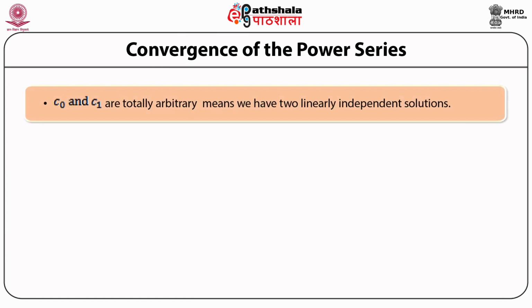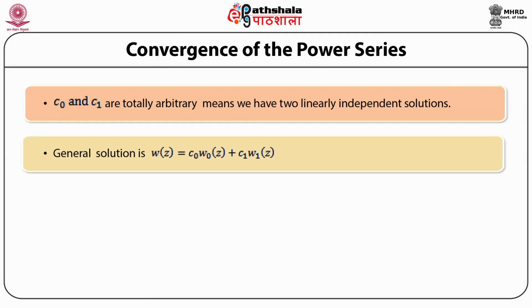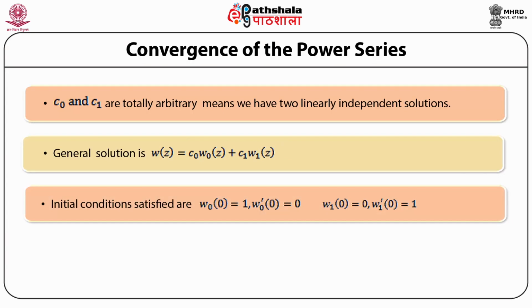Here, c0 and c1 are totally arbitrary, which means we have two linearly independent solutions. The general solution is given by w(z) equal to c0 w0(z) plus c1 w1(z), where w0(z) is the solution of the differential equation that satisfies the initial conditions: at z equal to 0, w0 is equal to 1, and at z equal to 0, the first derivative of w0 is equal to 0.